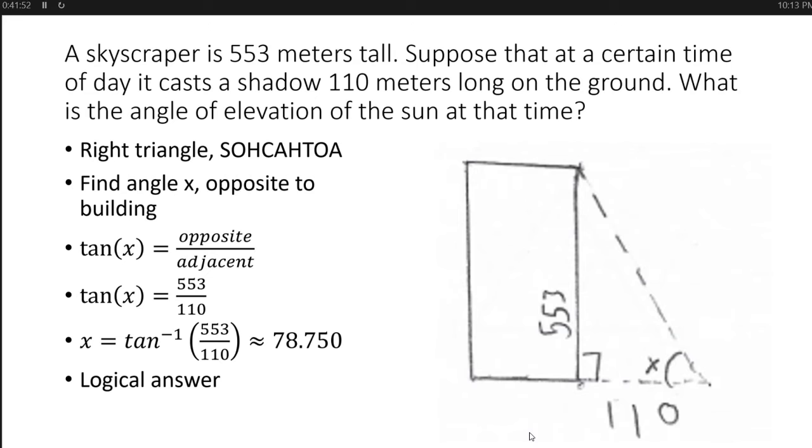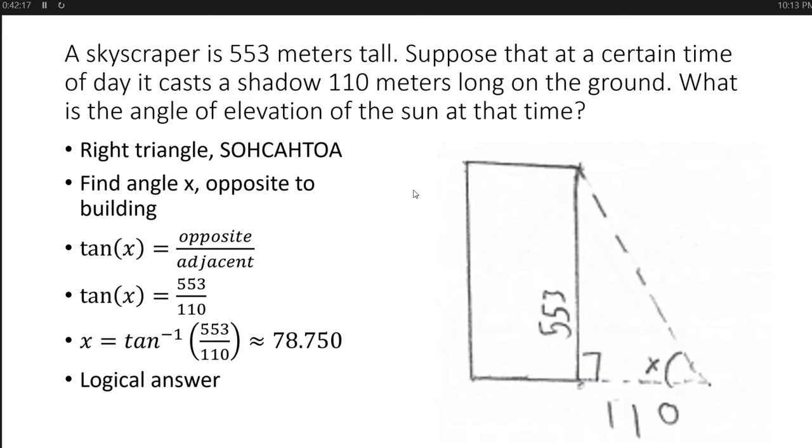Next. Alright, so now we're going to work with angle of elevation and depression, I think it is. I'm not sure, but we're going to do these problems. You've probably seen them before. So this question says a skyscraper is 553 meters tall. Let's suppose that at a certain time of day it casts its shadow 110 meters long on the ground. What is the angle of elevation of the sun at that time?